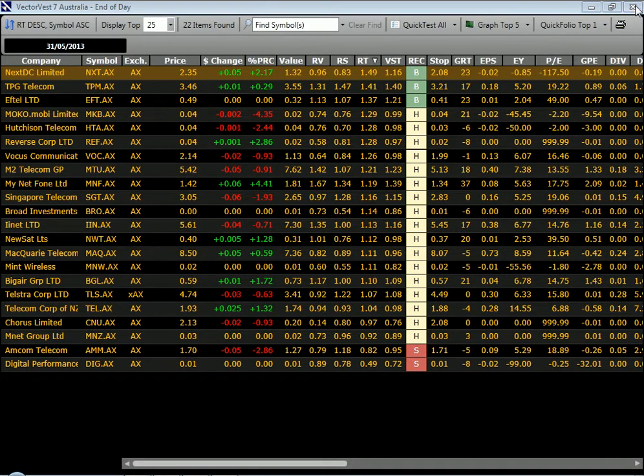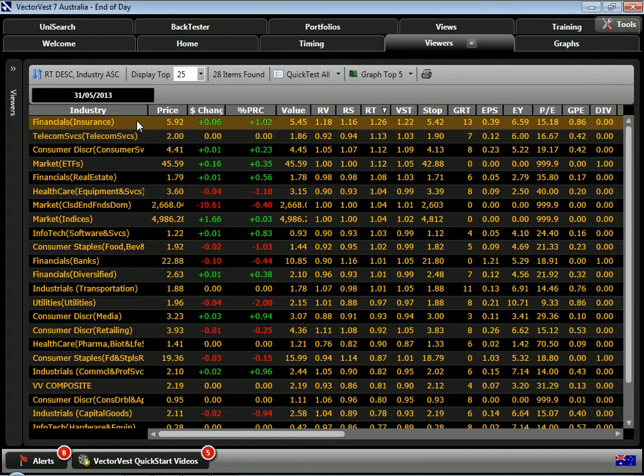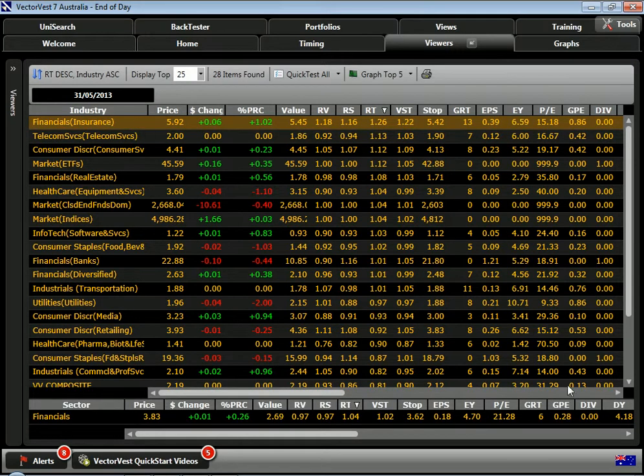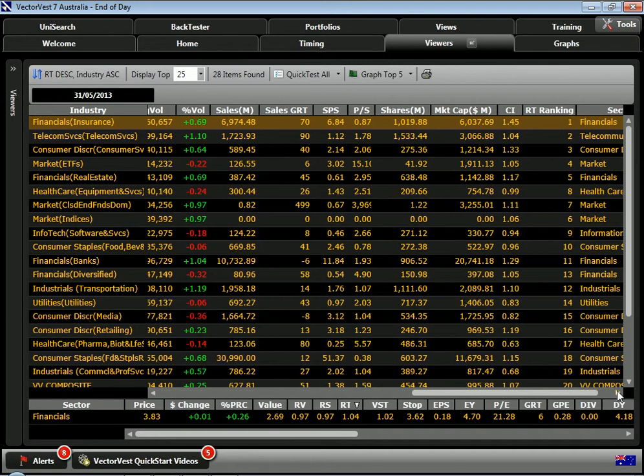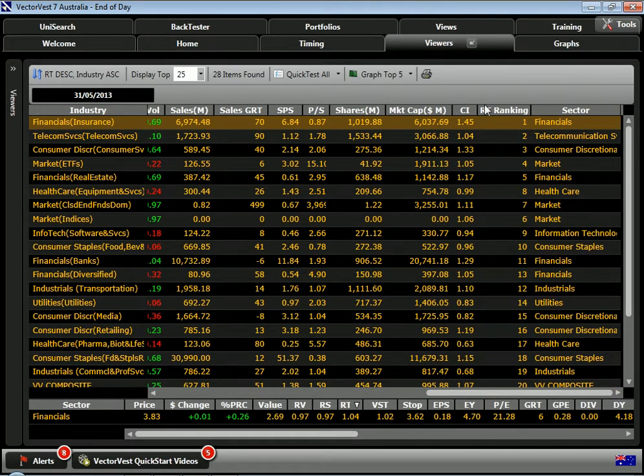Now there's one other metric that I'd like to point out that VectorVest provides with this industry and sector analysis. If we scroll all the way to the right, and of course you can reset this in your layout wherever you like, you see the RT ranking. Every day we record the rank position of every industry and sector, 1 through 28. This ranking can be very useful as an adjunct to the RT rank itself. Imagine in a rising market where the majority of industries are rising and their RT values are rising.